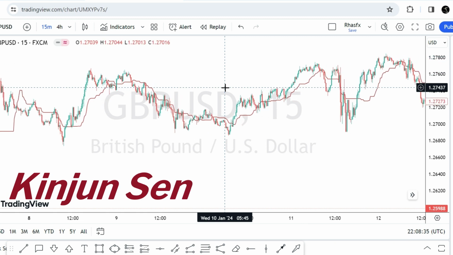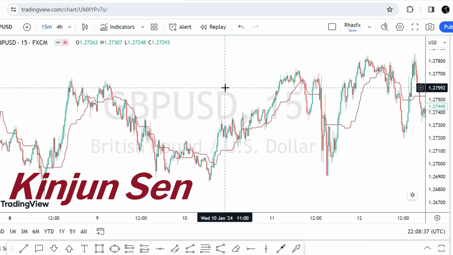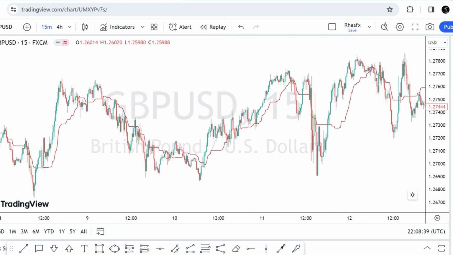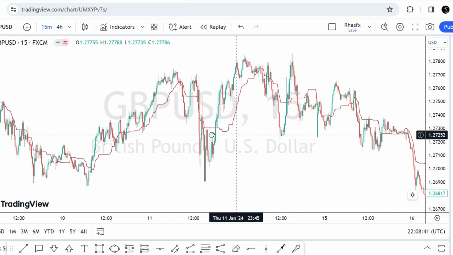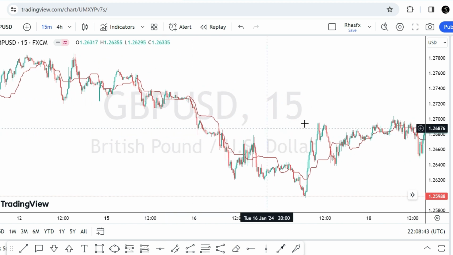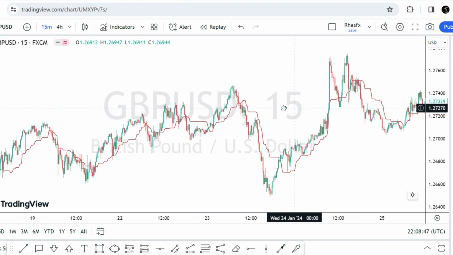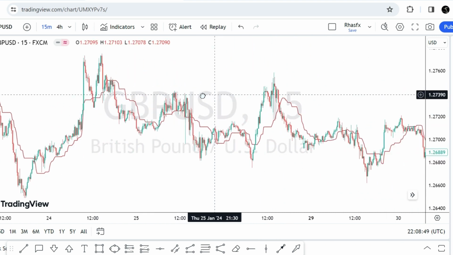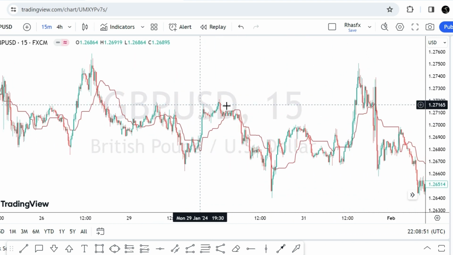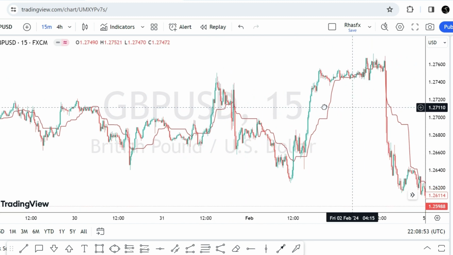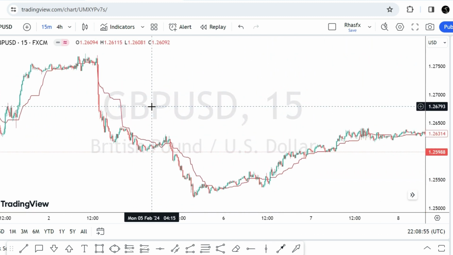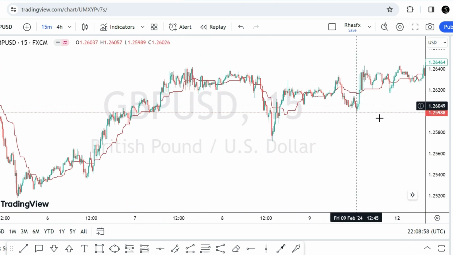The Kijun Sen is calculated by averaging the highest high and the lowest low over the past 26 periods, typically depicted as a solid line on Forex charts. Its primary purpose is to provide traders with a perspective of the medium-term trend direction and potential support or resistance levels. We will go into more detail on what the Ichimoku Kijun Sen is and how to use it, but for now we're only focusing on creating our indicator.